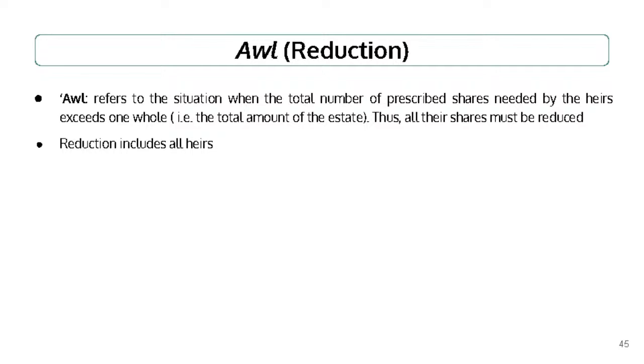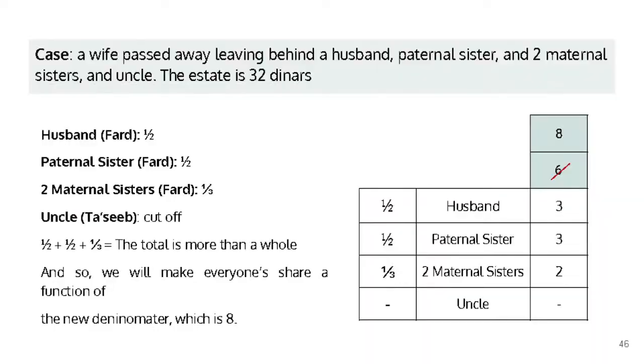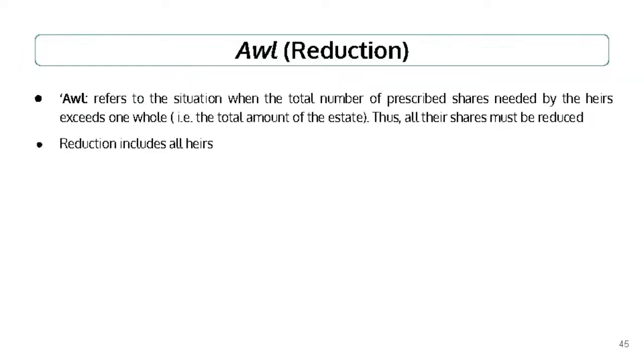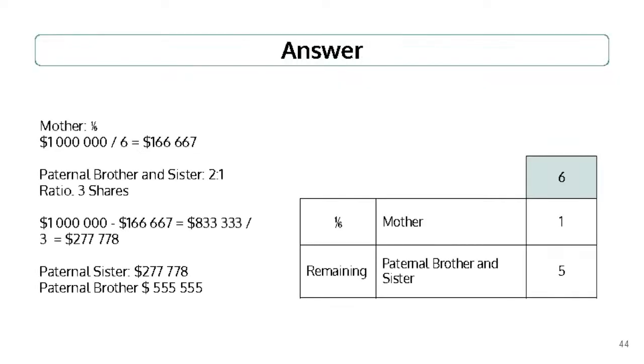So let's look at slide 46. Here we have a wife passed away, leaving behind a husband, paternal sister and 2 maternal sisters, and an uncle. Right? So when we say uncle, full uncle. So what is going to be the situation? The husband gets 1/2. The paternal sister gets 1/2 because nobody else. And 2 maternal sisters going to get 1/3.